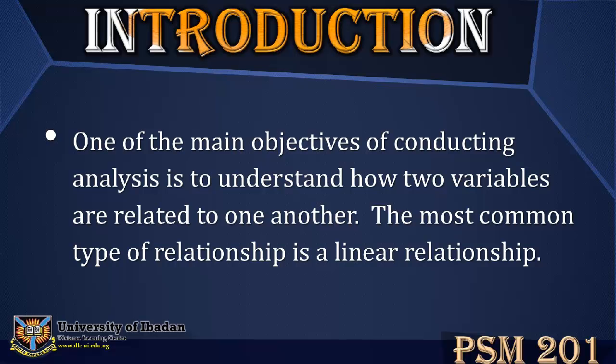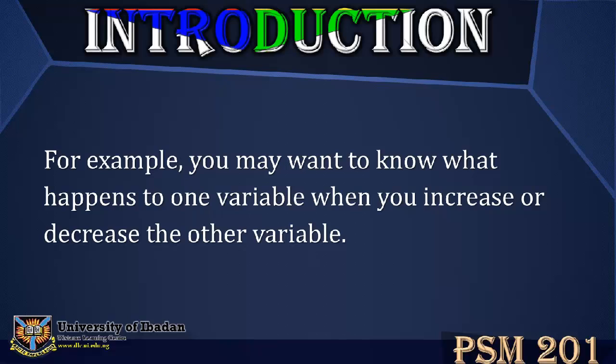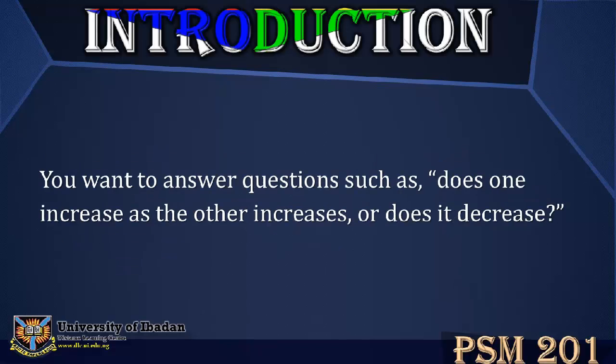Introduction. One of the main objectives of conducting analysis is to understand how two variables are related to one another. The most common type of relationship is a linear relationship. For example, you may want to know what happens to one variable when you increase or decrease the other variable. You want to answer questions such as, does one increase as the other increases, or does it decrease?